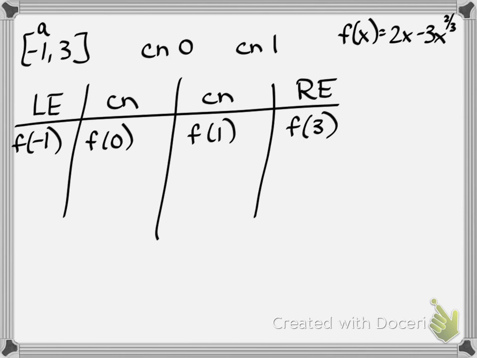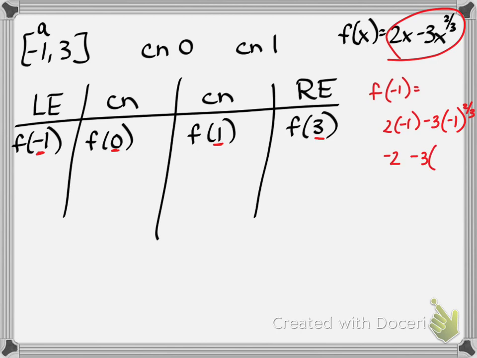So it might be easiest to put this function into your y equals and then just check these values on the table, because we do need exact values. Or you can just deal with the math. You could do f of -1, and that's 2 times -1 minus 3 times -1 to the 2/3. It's -2 minus 3 times -1 to the 2/3 is power over root. -1 to the second power is +1, and the cube root of +1 is 1. And -2 minus 3 is -5. But it's probably easier to just do this on the calculator and look at your table.